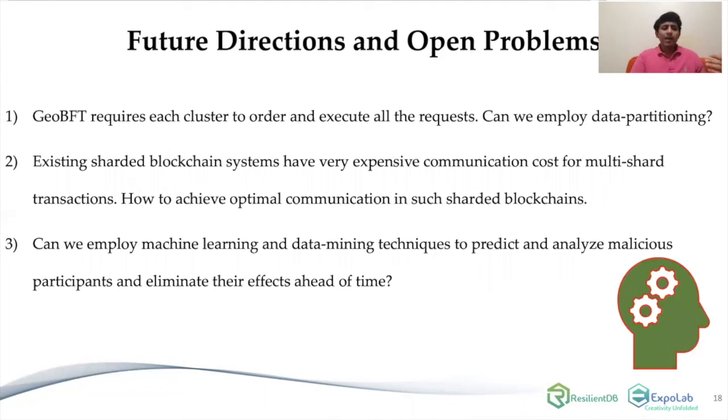Now, one of the main problems with most blockchain systems is how to find malicious participants, or how to detect them. With the growth of machine learning and data mining techniques, can we actually use them to predict which replica will act maliciously? Can we decide on them, and can we eliminate them ahead of time? So these are some of the future open directions in permissioned blockchain, which any researcher can pick and try to solve.